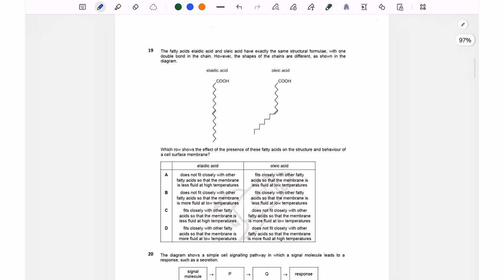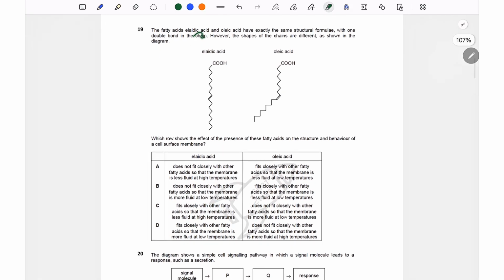Question number 19. The fatty acids linoleic acid and oleic acid have exactly the same structural formula with one double bond in the chain. You can see the double bonds here. The shapes of the chain are different as shown in the diagram. So this is straight and this is this way. Which row shows the effect of the presence of these fatty acids on the structure and behavior of the cell surface membrane? They have the same structural formula with one double bond in the chain, but the shapes are different.